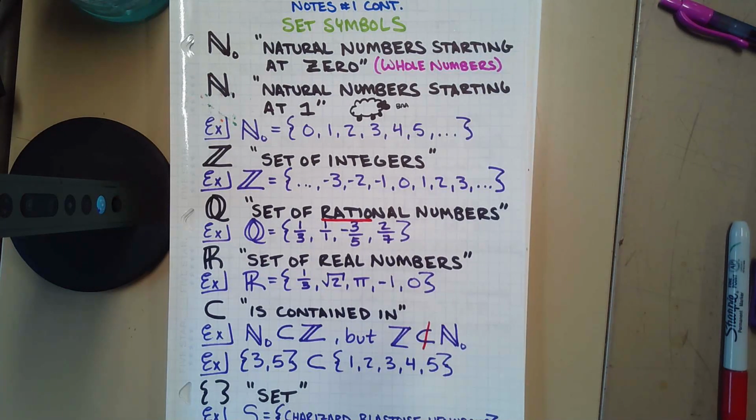Fractions. 1 out of 3, 1 out of 1, -3 out of 5. Hopefully that's not your batting average. 2 out of 7, right? These are comparisons. So these are rational numbers. So any number that can be written as a fraction is a rational number. So not only does it have these fractions, but it also includes the regular numbers, the natural numbers, right? Because 1 over 1 is just 1. So we have this big group of rational numbers.